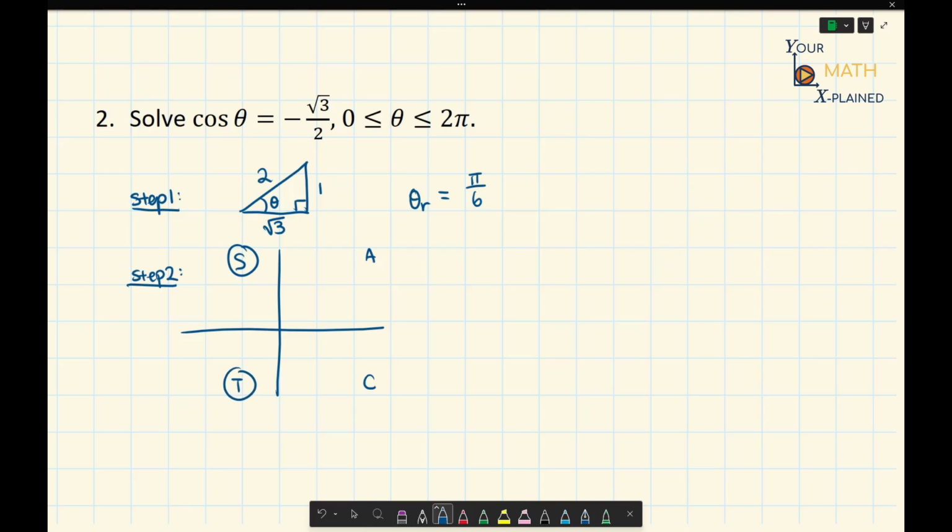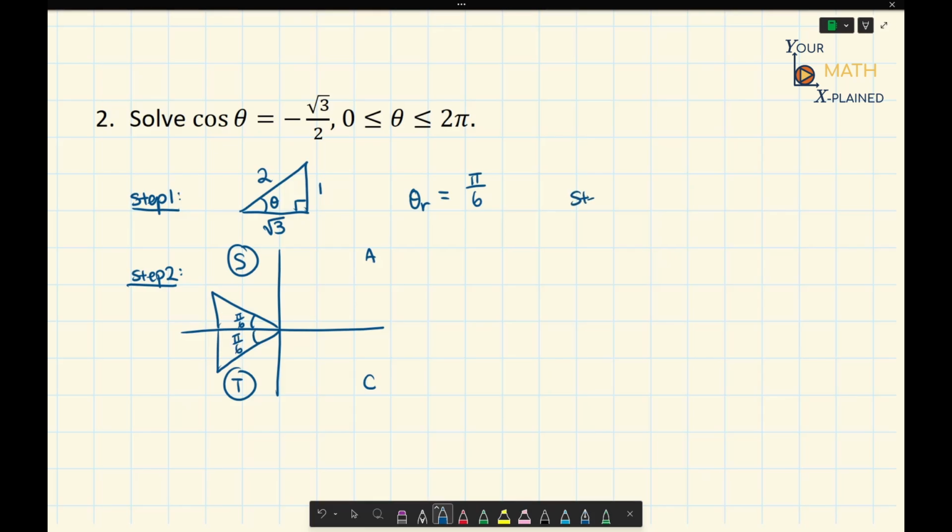So now we can go ahead and draw the reference angle in these 2 quadrants. So we're going to have a triangle over here with the reference angle of pi over 6. And then our other triangle is going to be down here with a reference angle of pi over 6.